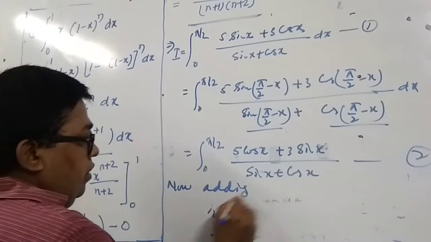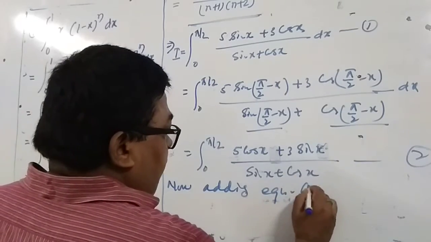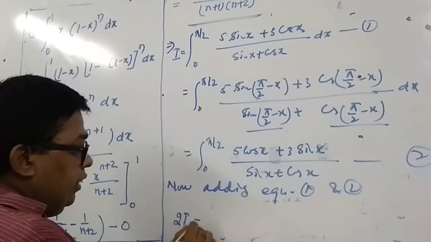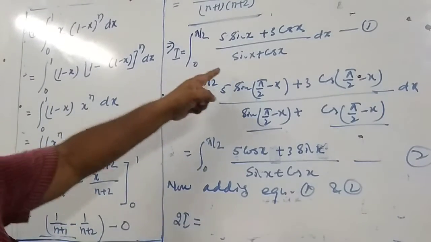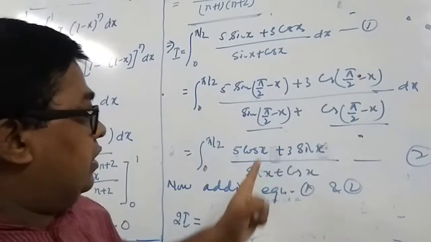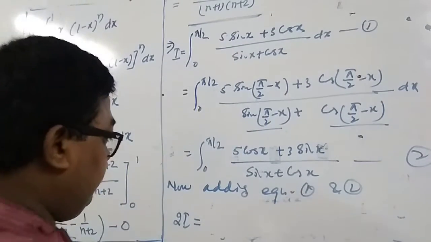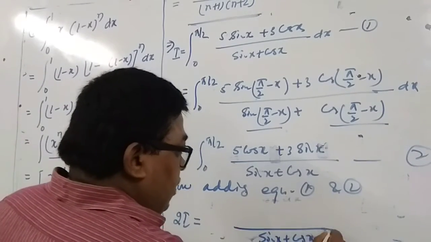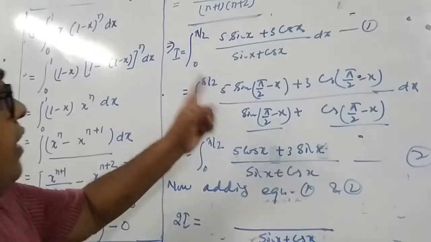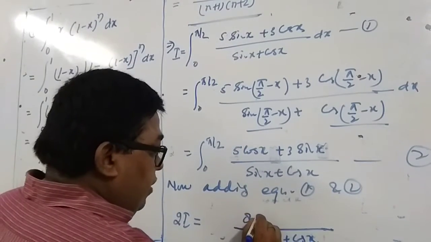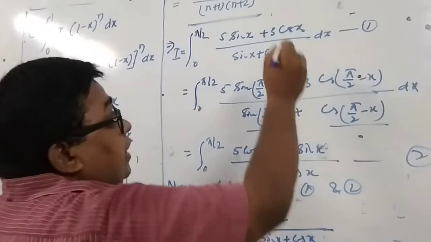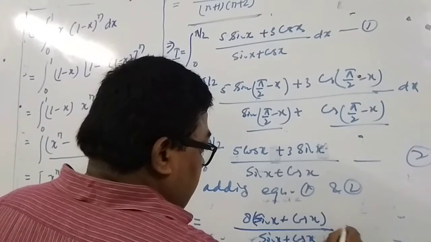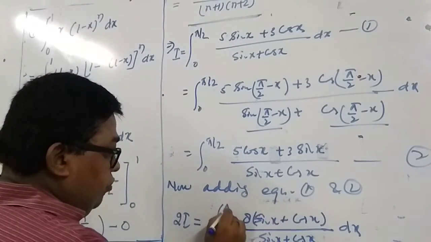Now adding equation 1 and 2, this is 2I. You can see the denominator is sin x plus cos x in both, so taking sin x plus cos x as the LCM, the upper side would be 5 sin x plus 3 sin x, which becomes 8 sin x, and 3 cos x plus 5 cos x, which is 8 cos x. Taking 8 as common, 8(sin x plus cos x) upon (sin x plus cos x) dx, limit 0 to pi by 2.